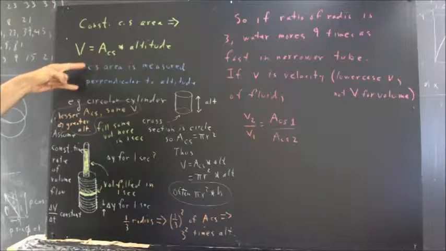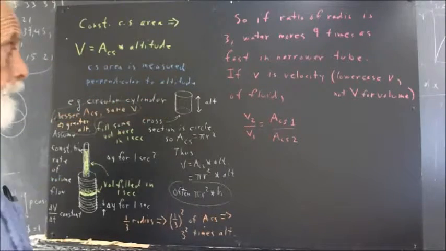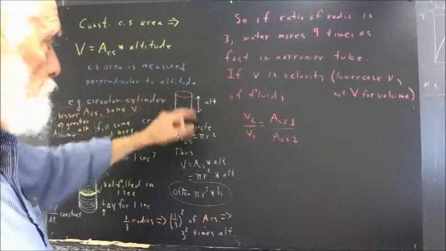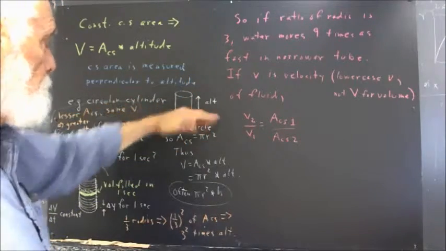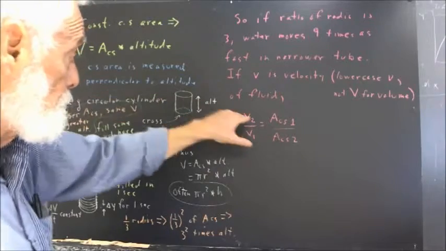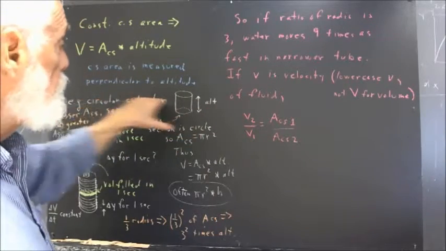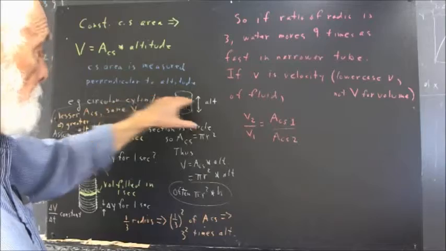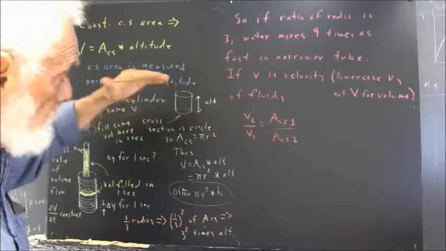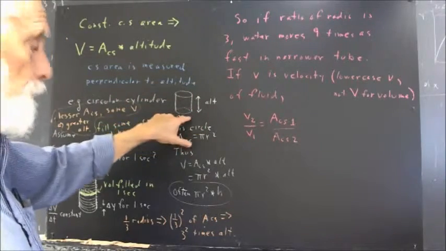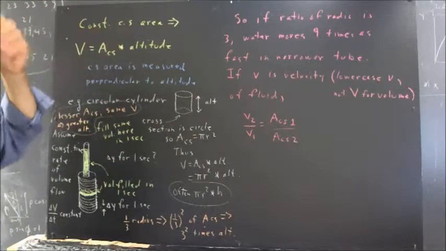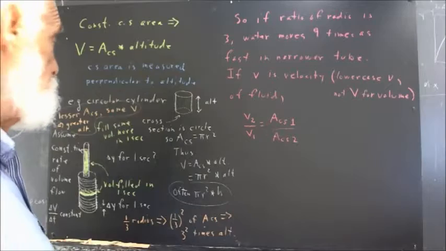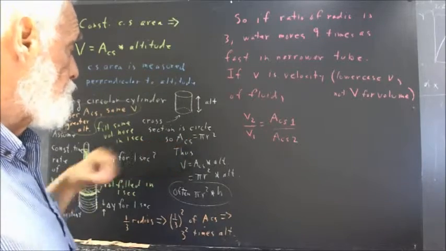Okay, anyhow, again, cross-sectional area is measured perpendicular to altitude. Here's a picture of a cylinder. If the altitude is this way, then the cross-section is a circle, measured perpendicular to the altitude. You cut this cylinder at any point with a plane perpendicular to the altitude, you're going to get a circle, and the circle is going to be uniform. We're going to have the same cross-sectional area at every point. So the cross-section is a circle.